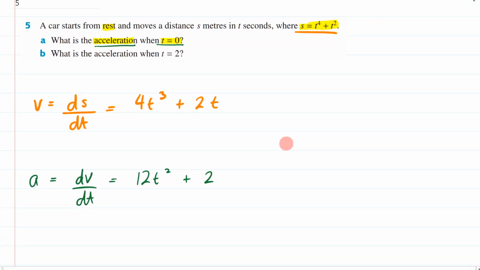I know that when t is equal to 0, I'm at rest, because the question has told me from rest and moves a distance of s meters in t seconds. I also know that it's at rest because if I let t be equal to 0 for my velocity, I'm clearly going to get 0 out, because it's going to be 4 times 0 cubed plus 2 times 0. It's going to be 0, which means I'm at rest at that point. But just because you're at rest doesn't mean that your acceleration is 0, because you might begin to be moving, in which case your velocity would be increasing. So in that case, you have a positive acceleration.